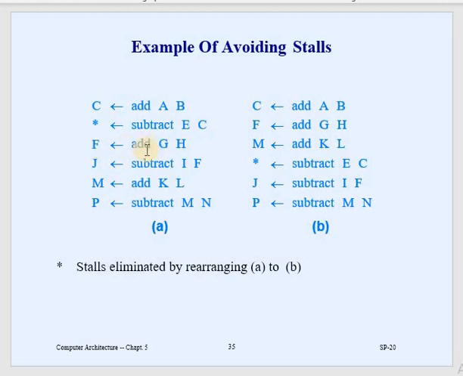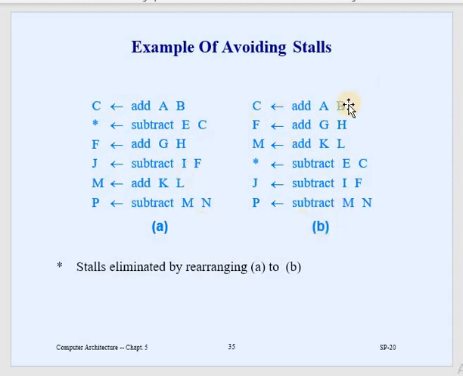Now see the third instruction: add G and H and save the result in F. A similar condition happens again, where the result of instruction 3 becomes the operand for instruction 4, where we subtract the content of F from the content of I and save the result in register J. Similarly, on the fifth line, we add the content of register K to L and save the result in register M. And in instruction number 6, we again subtract the contents of register N from register M. If M is not computed, we cannot subtract the contents of N from M and save the result in P.